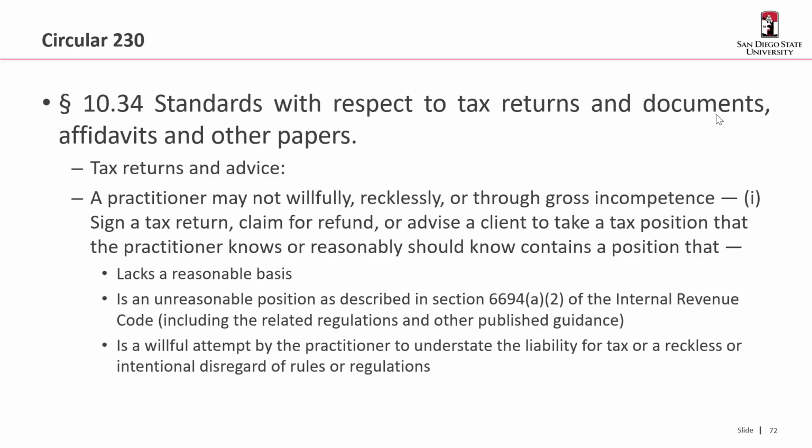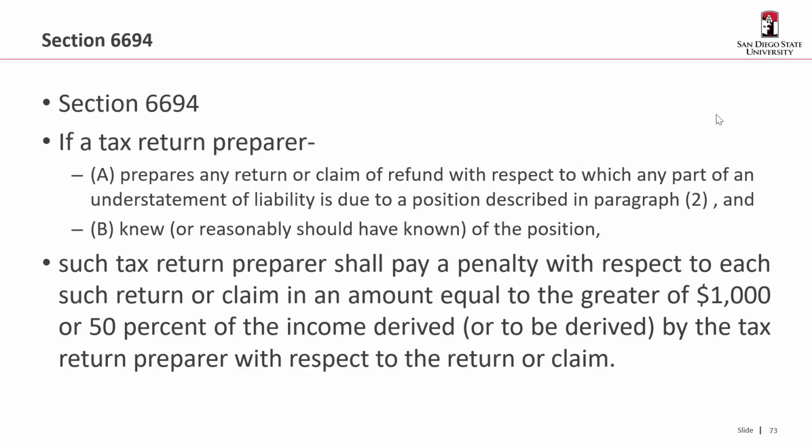Aha, okay, so remember when we talked about way back under the AICPA Standard 1, it said that to the extent there is a standard that the taxing authority uses. Well, here it is. It's either it lacks a reasonable basis or it's unreasonable with respect to 6694, which we'll talk about in a second. Or, of course, is a willful attempt to understate tax liability or a reckless or intentional disregard of rules. So what does 6694 say?